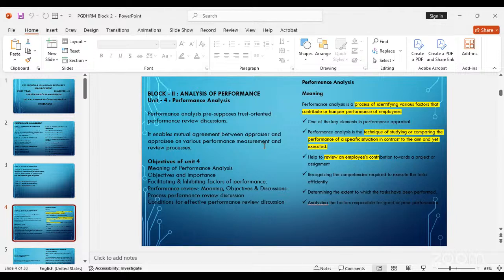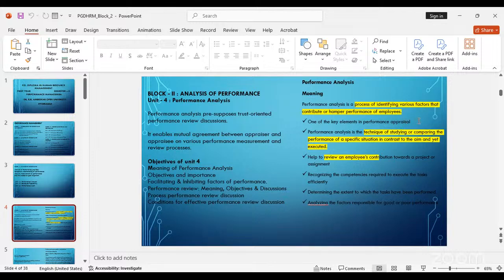So, it is a discussion between the two parties involved, to analyze the efficiency of work, what is done, what kind of performance is achieved, is it up to the mark or not. All these will be discussed between the supervisor and the manager. So it is a process of identifying various factors that contribute to or hamper the performance of the employees.